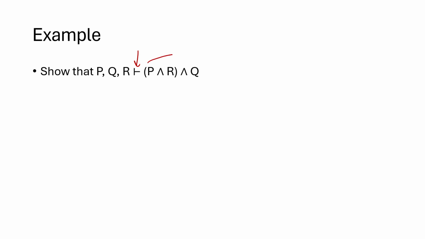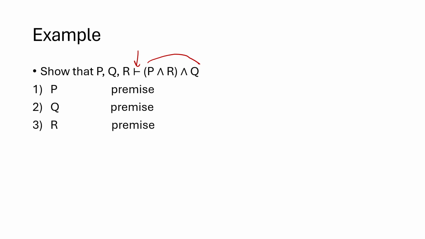On the right-hand side, we have a conclusion, which is P and Q and R. And we want to use the rule of inference that we know about and the method that we explained to validate or verify that this formula here, P and Q and R, is actually a consequence of P, Q, and R. So if you remember, we said we start by listing our premises. So 1, P is a premise, Q is also a premise, and R is also a premise.